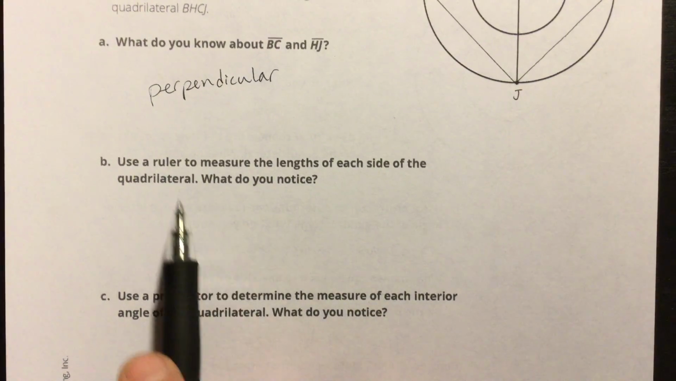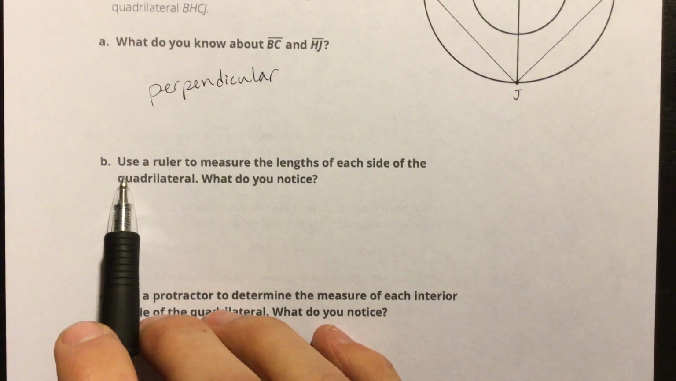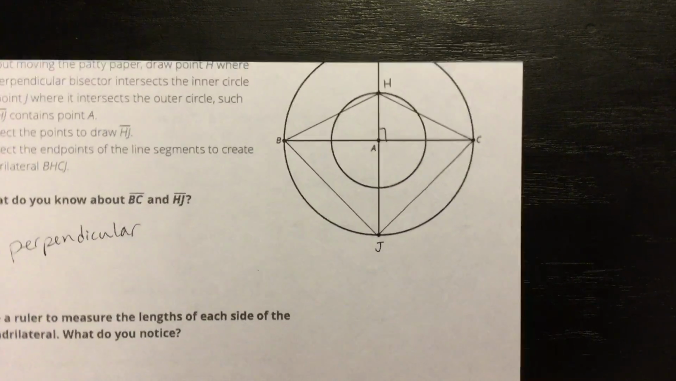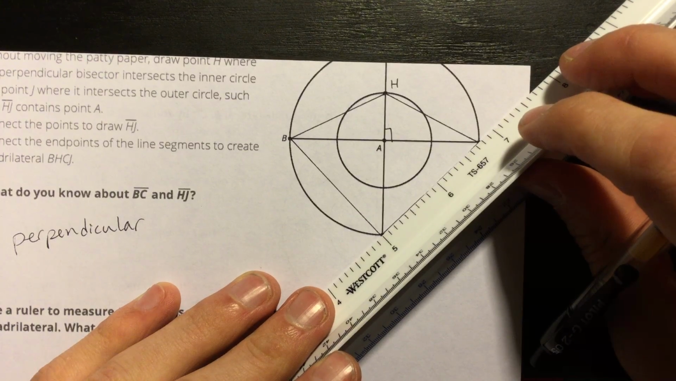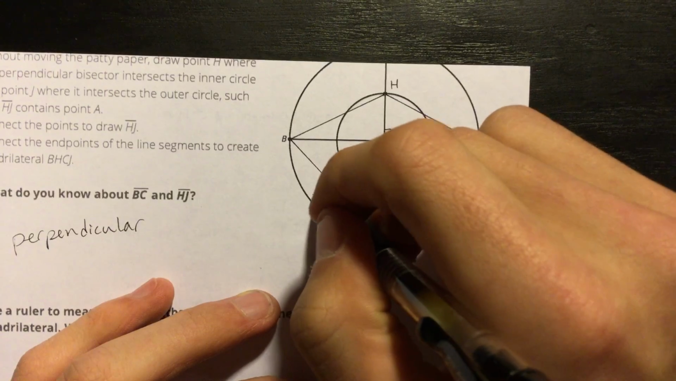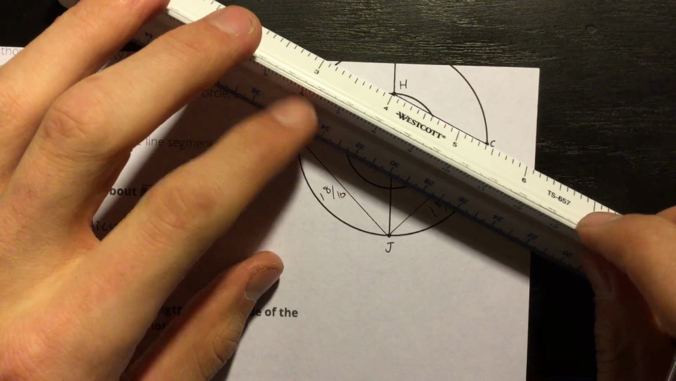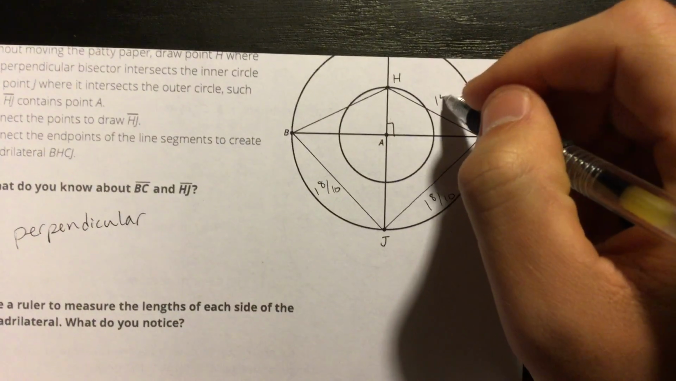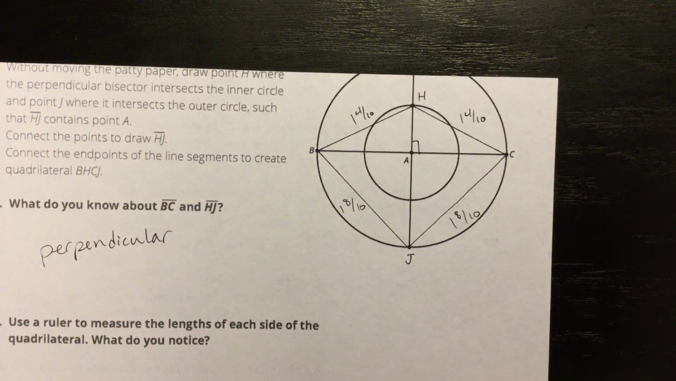Okay, so B, use a ruler to measure the lengths of each side of the quadrilateral. What do you notice? So use a ruler to measure the lengths, and then what do you notice? Okay, so I will just go ahead and measure two here for the sake of time. So this one looks like it's 1 8/10 here. I can tell you, spoilers, this is also going to be 1 8/10. Okay, and then this top one looks like it is about 1 4/10. And again, spoilers, I can tell you this one will also be 1 4/10 as well.